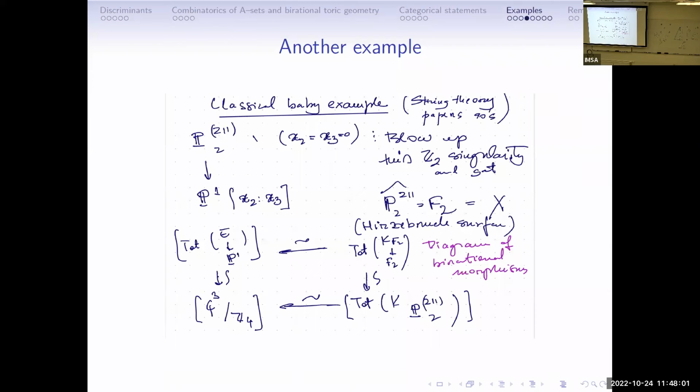This is the classical baby example, which goes back to the string theory papers in the 90s. You start with weighted projective space with weights 1, 1, 2, which has a Z2 singularity. You blow that up, so you do the usual projection to P1 by removing the bad locus, and what you get is actually Hirzebruch F2. So that's one way to get the Hirzebruch F2.